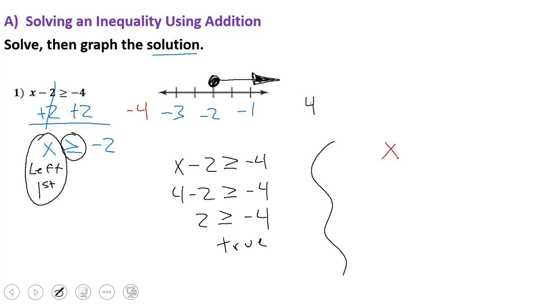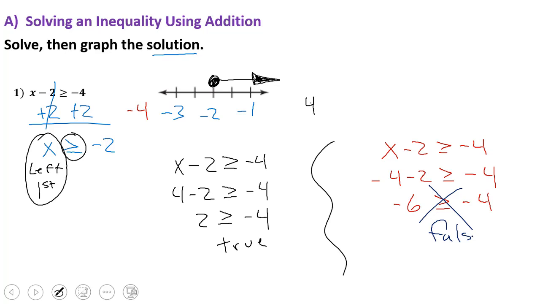And I come over here, I have x minus 2 is greater than or equal to negative 4. Now I picked a number that, according to my graph, better give me an answer that's false. Otherwise, I didn't do it right. So I can put a negative 4 in there. Negative 4 minus 2 greater than or equal to negative 4. Well, negative 6 greater than or equal to negative 4. We know that that is not true. That is a false statement. We expected it to be false because that's what our graph said it would be. So you can always conduct a test anytime you need to.